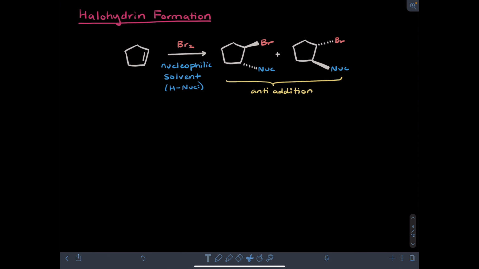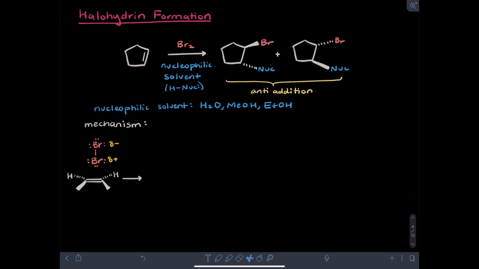Here as well, in halohydrin formation, anti-addition occurs. So I use one wedge and one dash in each of my structures to indicate that the groups added from opposite faces of the alkene. Some examples of common nucleophilic solvents that you could see here are water or other alcohols.